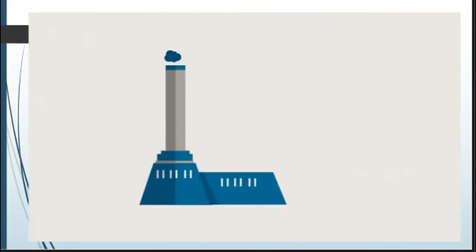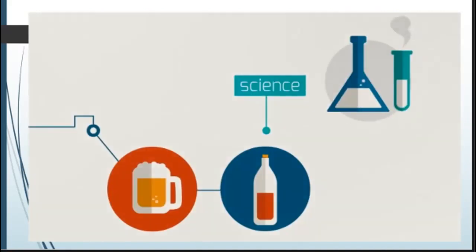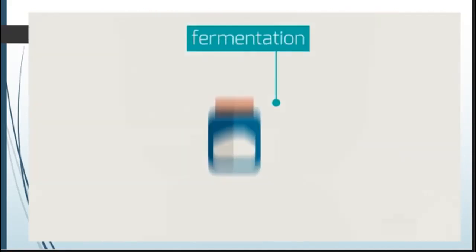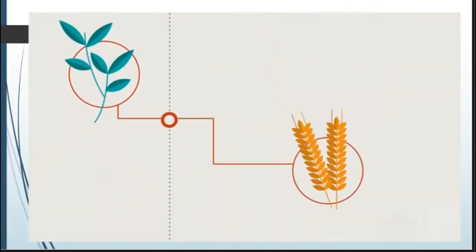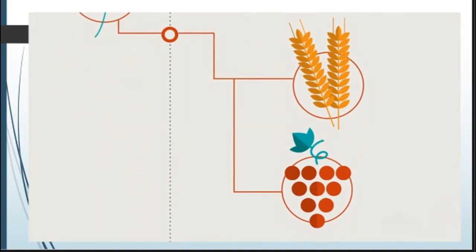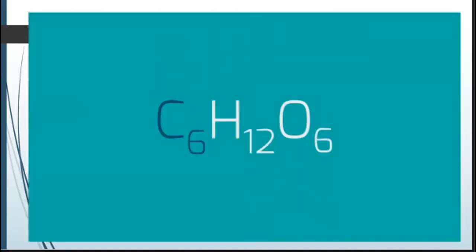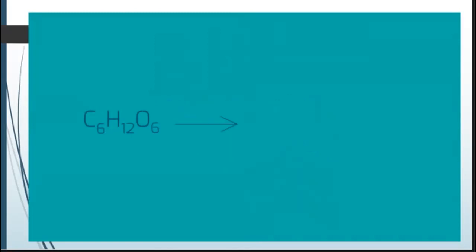The alcoholic drinks industry is huge, and making beer or wine requires science. The process for making alcoholic drinks is called fermentation. The reactant in fermentation is sugar. It comes from natural plant extracts, barley in beer making, and grapes in wine making. These sugars have the general molecular formula C6H12O6. Fermentation converts them into ethanol and carbon dioxide.